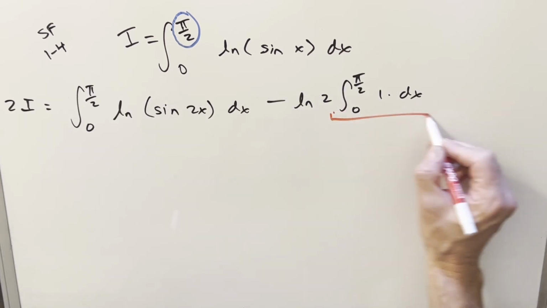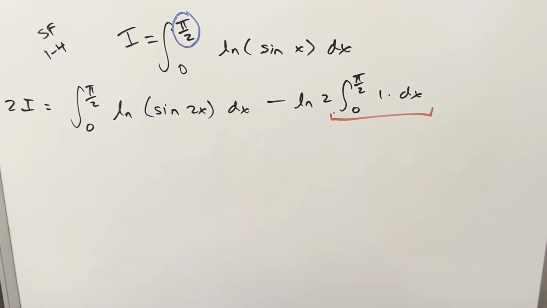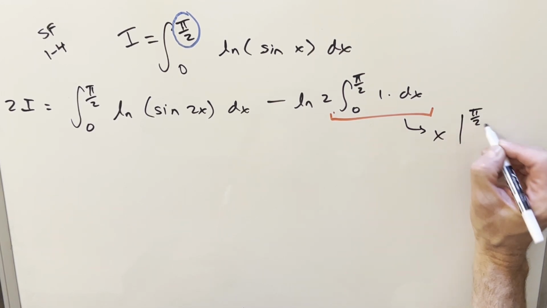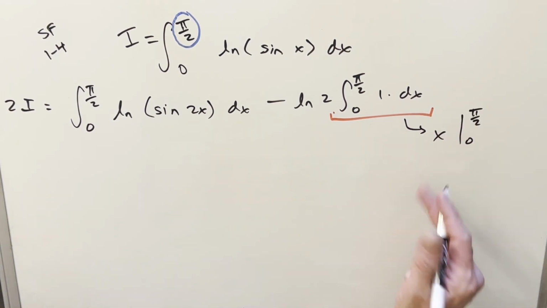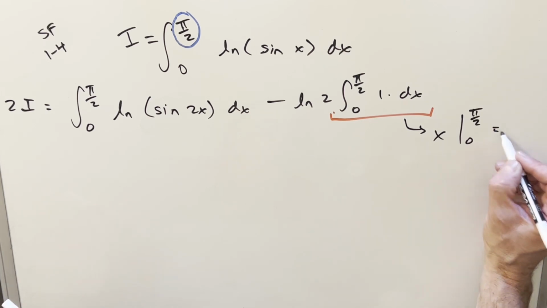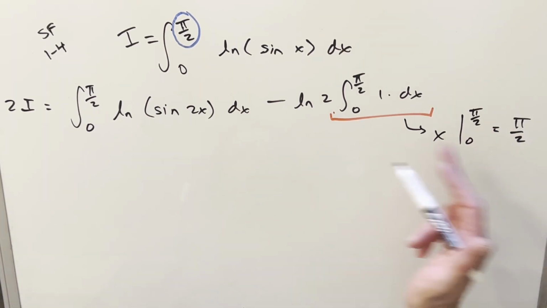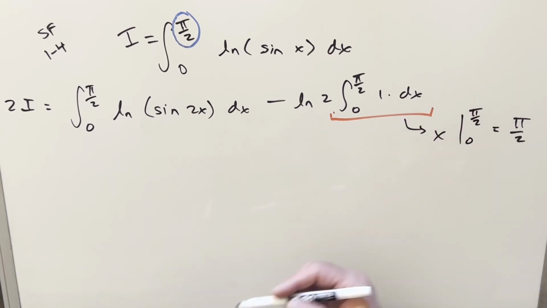Okay, now I'm just going to deal with this thing really quick, because we know the integral of 1 is just going to be x. And so we just need to evaluate this from 0 to pi over 2. The 0 is not going to matter, so this is actually going to be equal to just pi over 2. So for this piece over here, we're just going to have pi over 2 times natural log of 2, and we'll just bring that down.